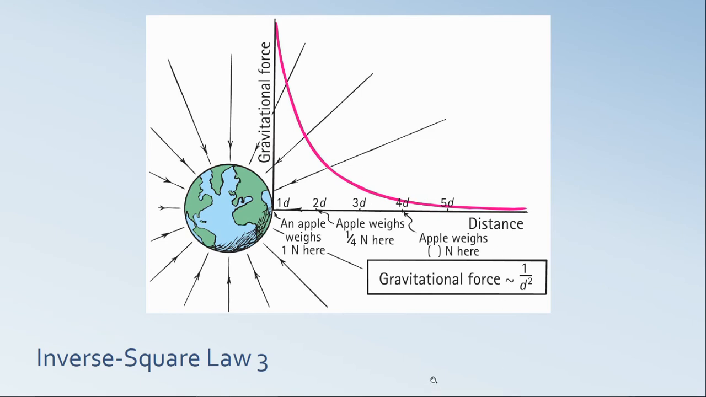3 times the distance, again, 3 times 3 is 9, 1/9 of a Newton. 4 times the distance, 4 times 4 is 16, 1/16 of a Newton. And you can see that gravitational force going way down. What do you think it would be at 5 times the distance? And of course, we would just multiply our distance squared. So 5 times 5 is 25. So the force of gravity on that apple would only be 1/25 of the force it would be on the surface of the earth.